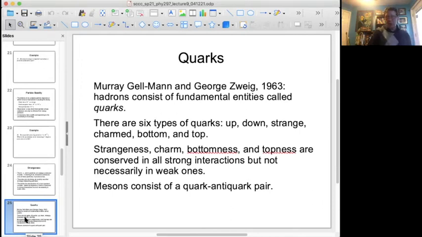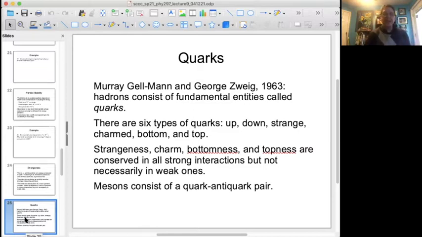Which brings us to quarks. The term comes from a James Joyce poem initially, but Murray Gell-Mann and George Zweig named them quarks in 1963. And again, this is an example of theory leading experiment. Quarks weren't observed until the 1970s, but the idea was that hadrons consist of fundamental entities called quarks. Remember, hadrons are baryons and mesons, and we think baryons are three quarks, mesons are a quark and an antiquark.